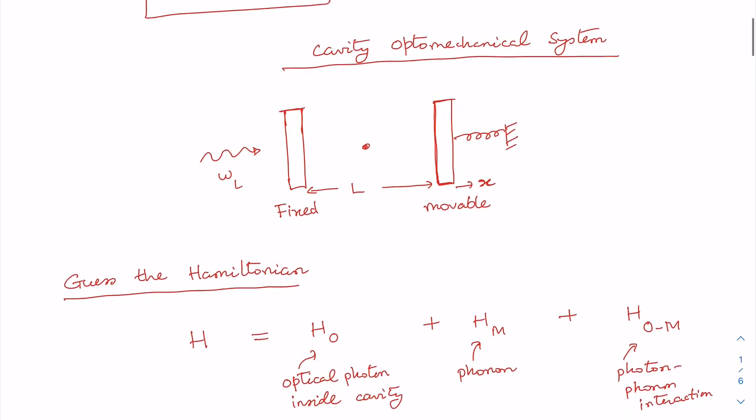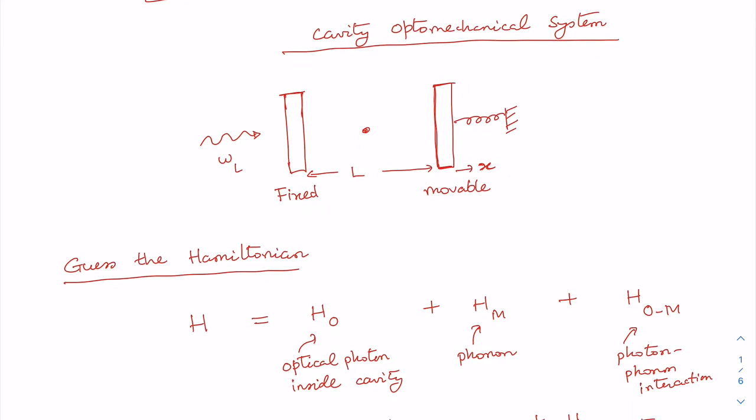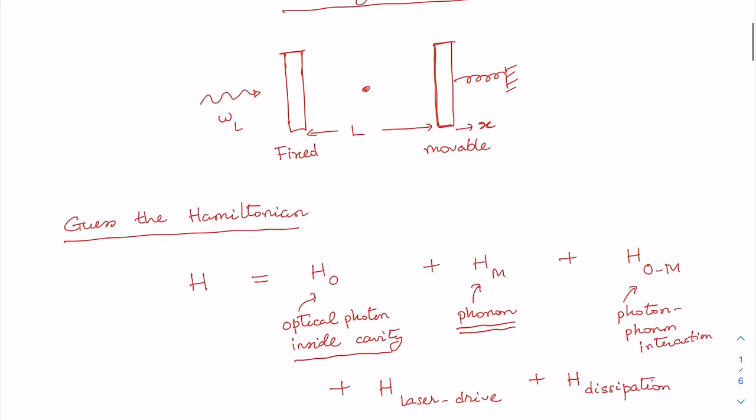Then we started discussing the cavity optomechanical system, and firstly, based on logic, we tried to guess the Hamiltonian of the cavity optomechanical system. The total Hamiltonian will consist of primarily 5 parts. One is due to the optical photon inside the cavity. An optical photon, as we know, is basically a harmonic oscillator. Then the mechanical oscillator, which is basically due to the movable mirror vibrating in the range of gigahertz or kilohertz. They are basically quanta of vibration, called phonons. So that is again another harmonic oscillator.